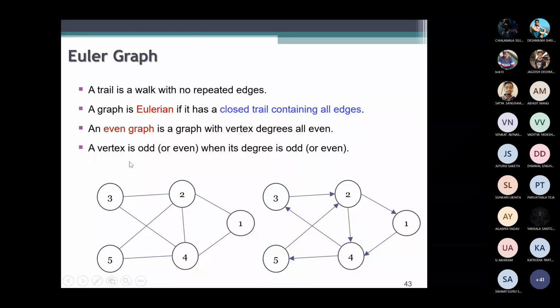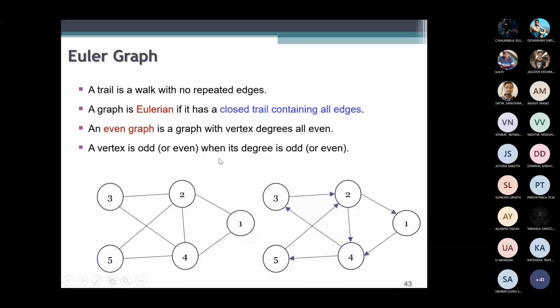A vertex is odd when its degree is odd. Similarly, a vertex is even if its degree is even. So an even graph is one where all vertices are of even degree.